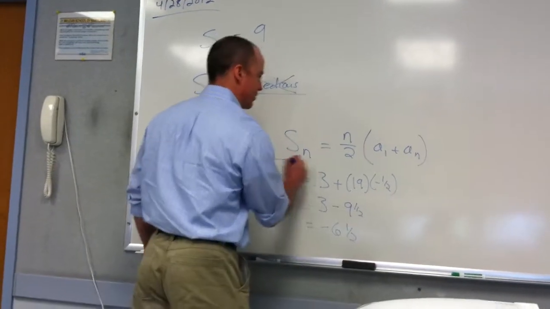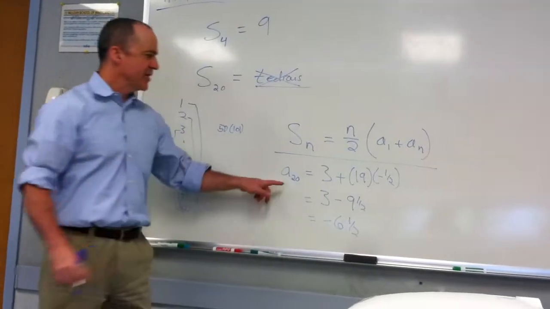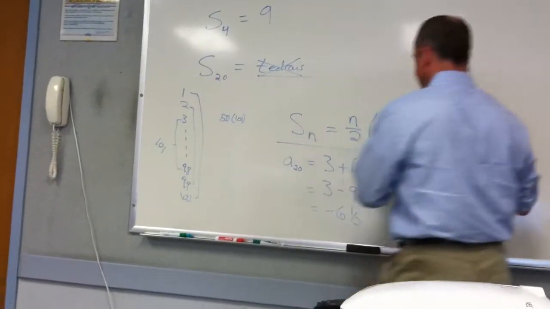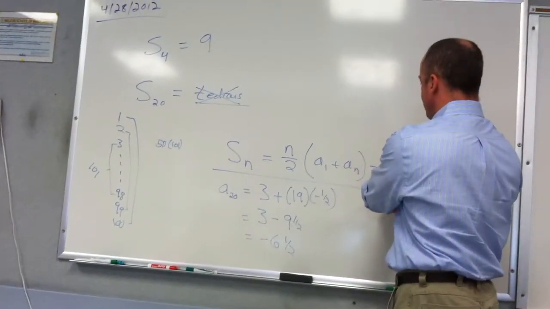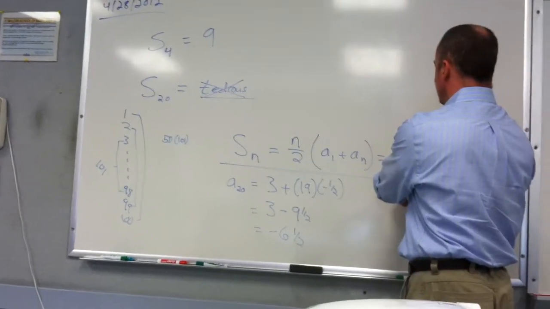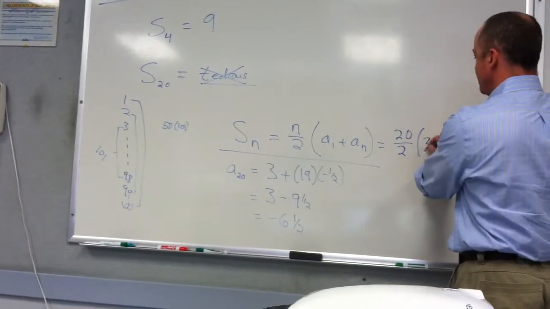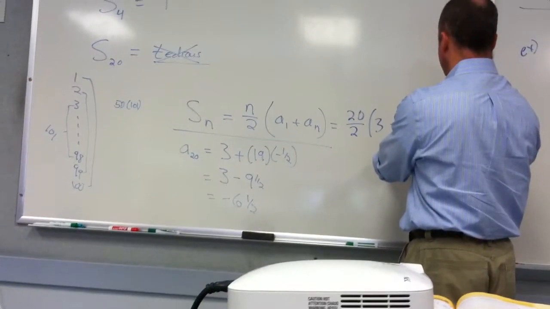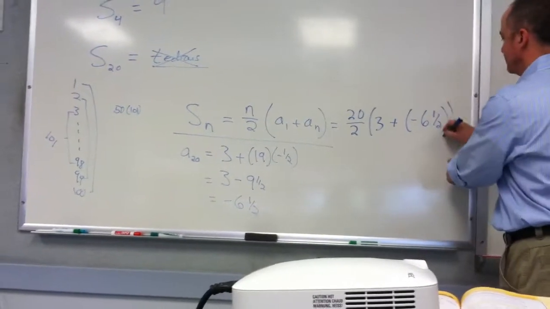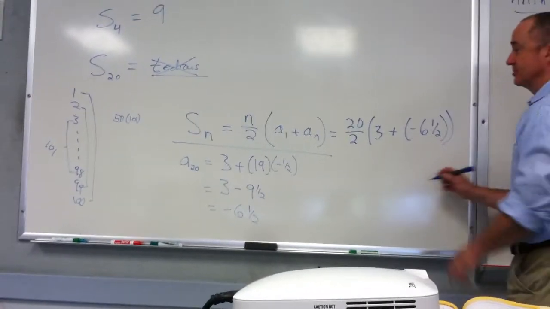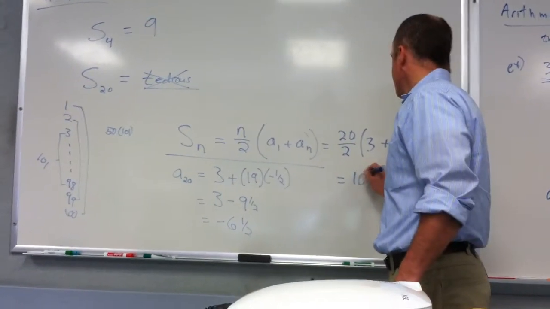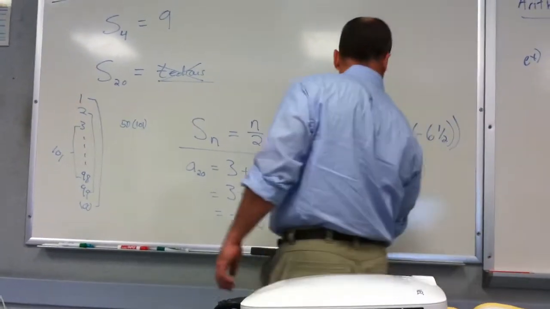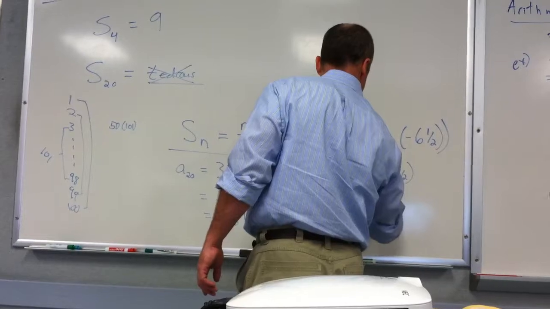I wrote that too close to that. So now that I know a sub 20, I can fill this in. I'm looking for the 20th term, so it's 20 over 2. A sub 1 is 3, plus -6.5, my 20th term. That equals 10 times -3.5, so that's -35.